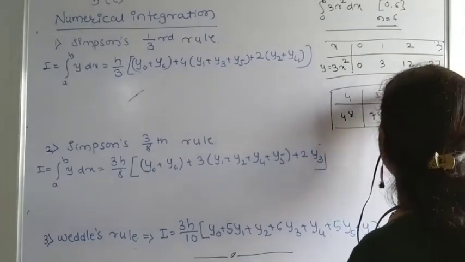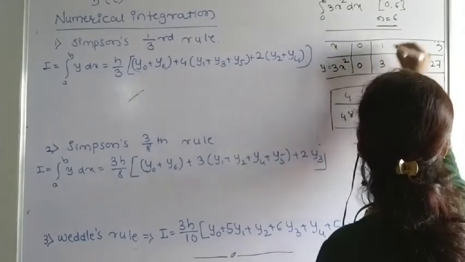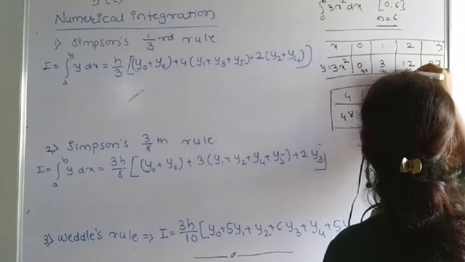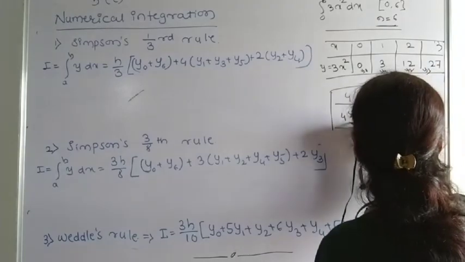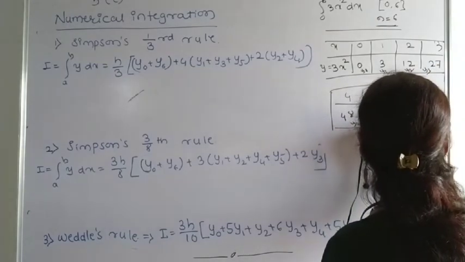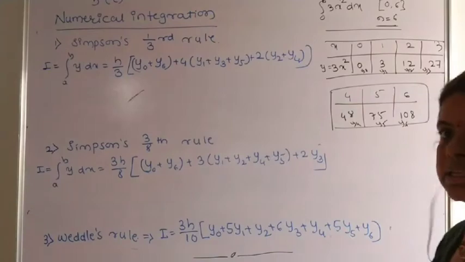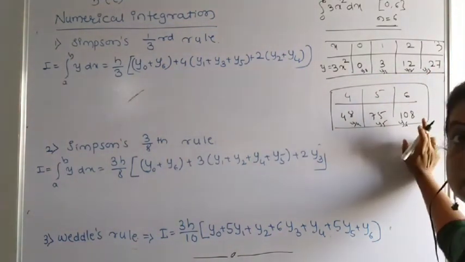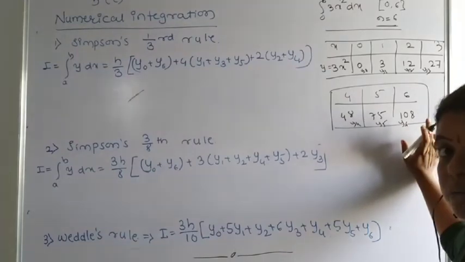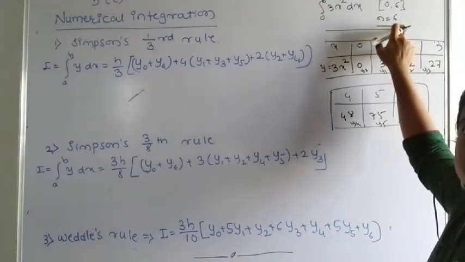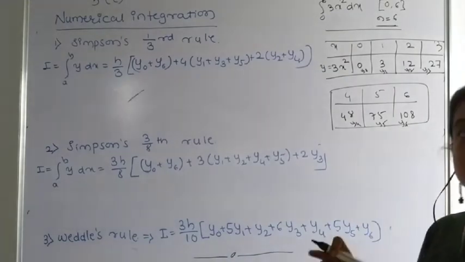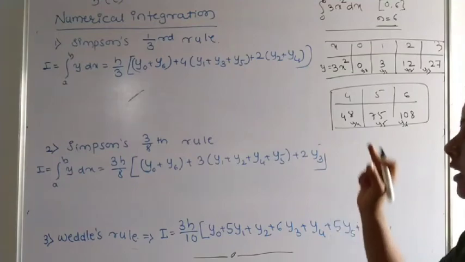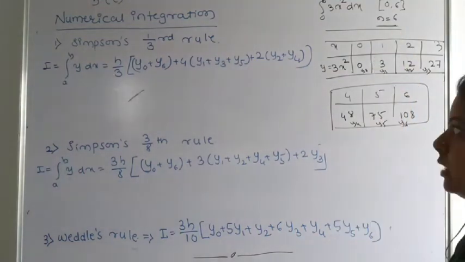After getting all these values, you consider them as y0, y1, y2, y3, y4, y5 and y6. Now there are 7 blocks, and n we are considering is 6. That means there are n plus 1 terms, so we have to consider one less: n terms.